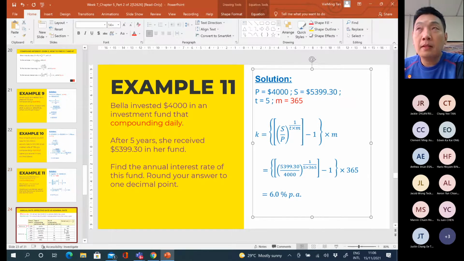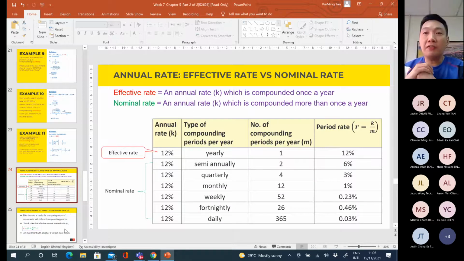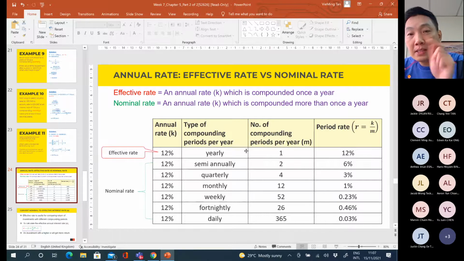Okay, last part for today will be effective rate and nominal rate. Effective rate and nominal rate. Okay, so far this morning, the compound interest that we go through, we call this the annual rate, right? But we give a special name if the interest is compounded yearly. We call this effective rate. Okay? So effective rate refers to the annual rate that is compounded once a year only. When the M is equal to 1, that annual rate is called effective rate, okay, which is 12%.